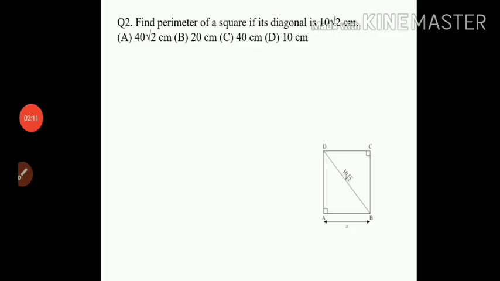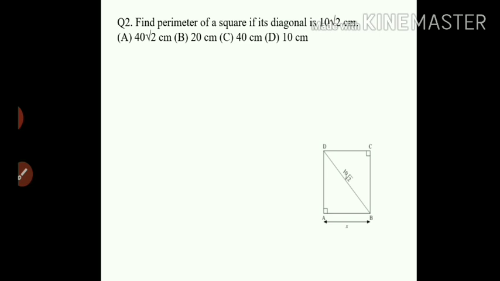Now students, question number 2 is: find the perimeter of a square. Perimeter means the sum or total of all the sides. The diagonal is given as 10 root 2 centimeter, and again 4 options are given. See, the diagram is drawn. ABCD is a square where all sides are congruent to each other. That is the property of a square. And you can see the diagonal BD is drawn, which is 10 root 2.